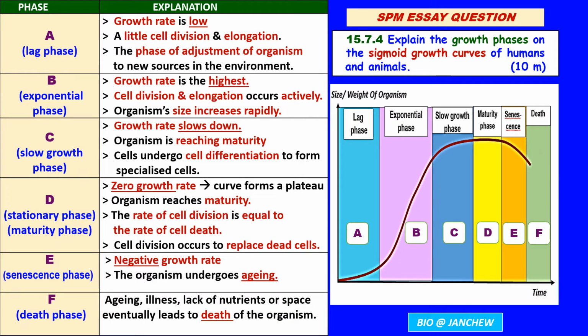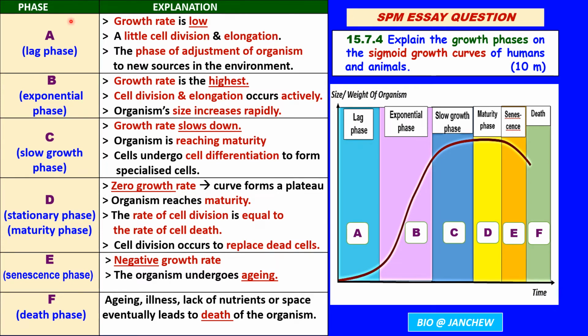Right, so this part is important for SPM. It can be an SPM essay question. It also can be tested in the structured and objective questions. So explain the growth phases on the sigmoid growth curve of humans and animals. All right. So our growth curve is a sigmoid shape. Sigmoid growth curve. It's S-shaped.